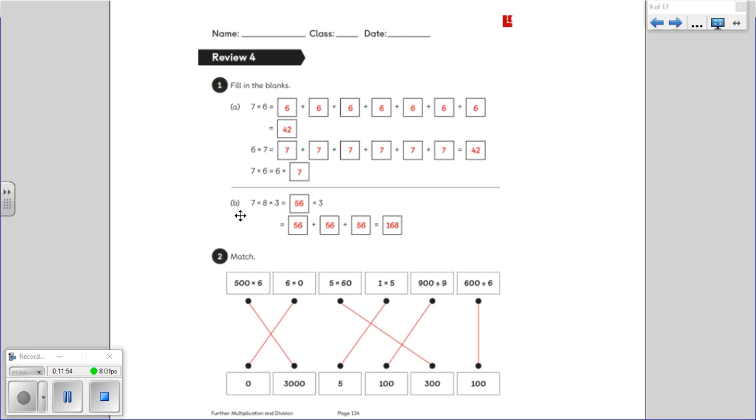Okay, this one's a little bit more tricky, but we can see that 7 times 8 we need to do first, which is 56, and then we can times 3. So again, remembering that it's the same as 56, add 56, add 56. Okay, and here we go. Here are the questions matched up to the correct answers. So hopefully you've got lots of those right.